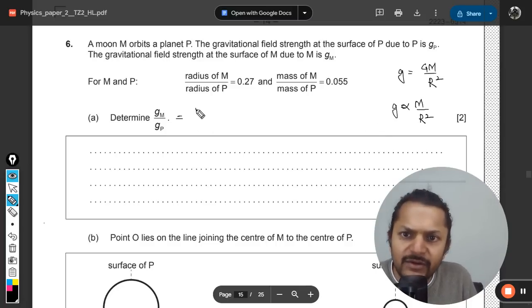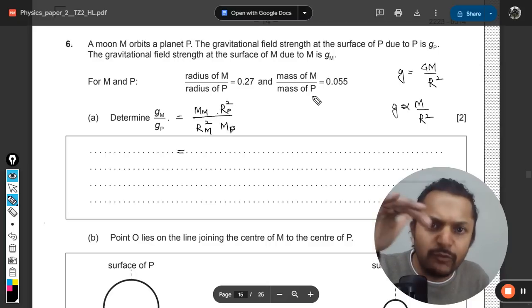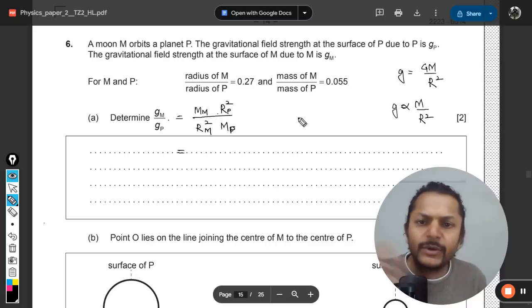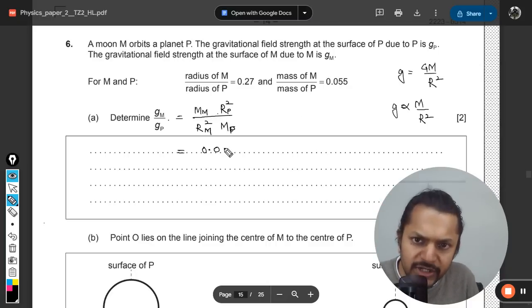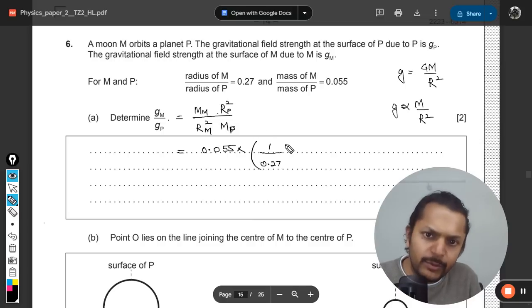So that will be the mass of moon divided by the radius of moon square. And here it will be the mass of earth or mass of planet and the radius of planet square. So this ratio, the mass of moon and the planet, is given as 0.055. So I'm just substituting it, and this value will become the reciprocal of it. So it will be 0.055 by 0.27 square.